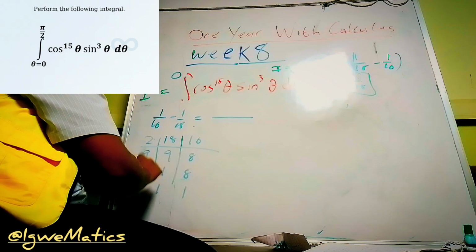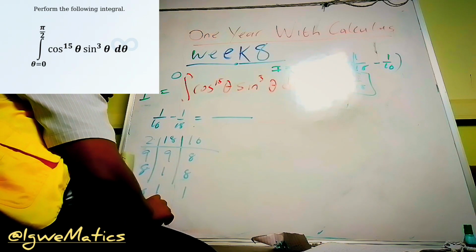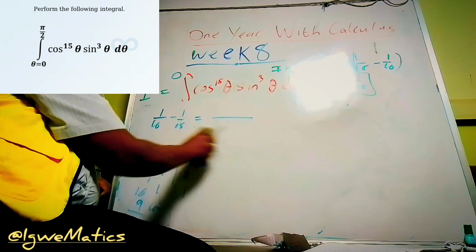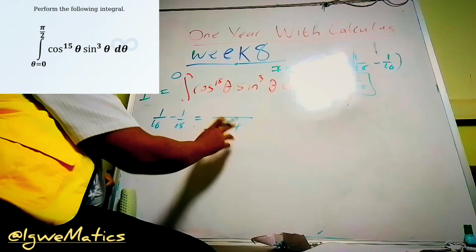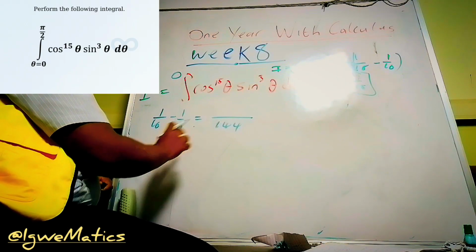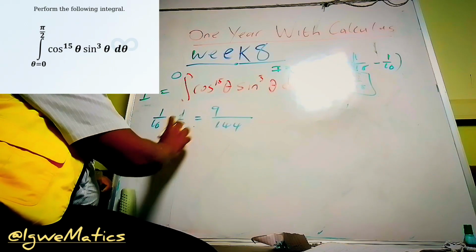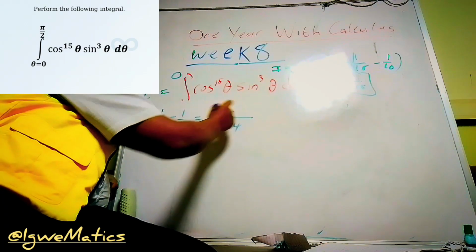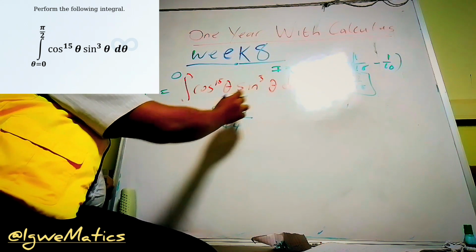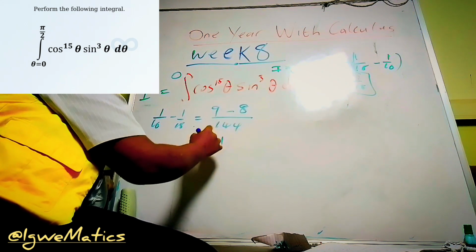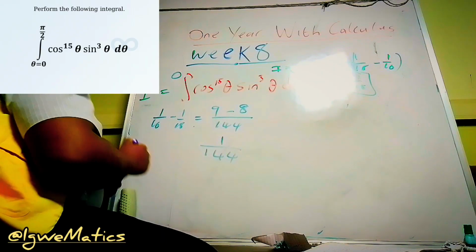So 2 times 8 is 16, 16 times 9, that's 4 times 3, that's 144. So you have 144 here. 144 divided by 16 should be 9. Yeah, 144 divided by 16 is 9. Minus 144 divided by 18, that is 8. 9 minus 8 is 1. So we have 1 divided by 144.